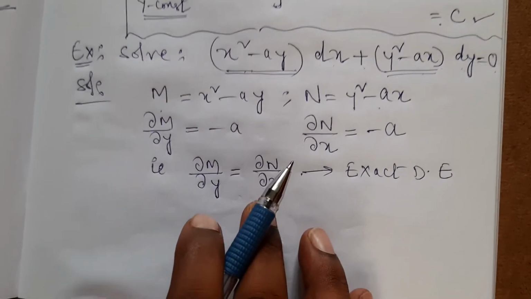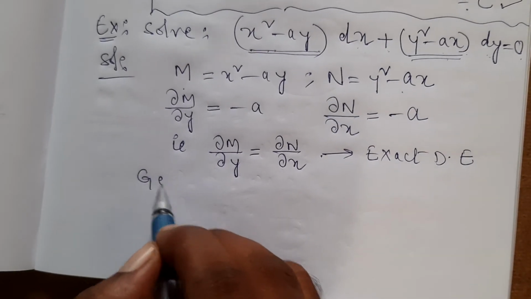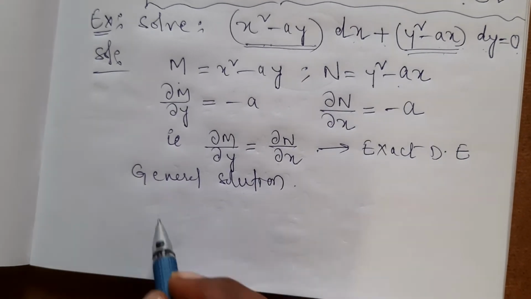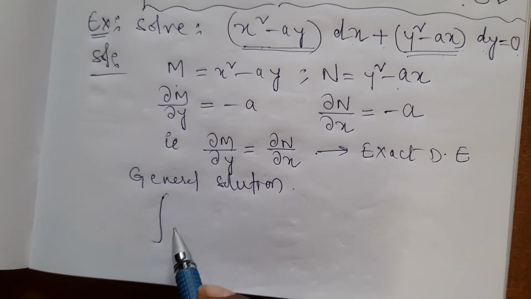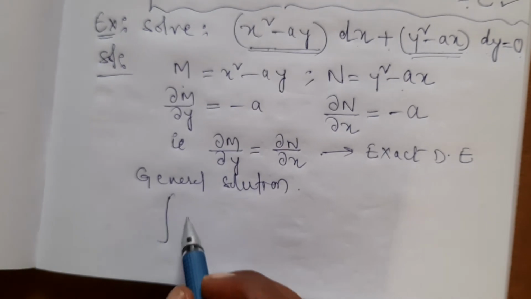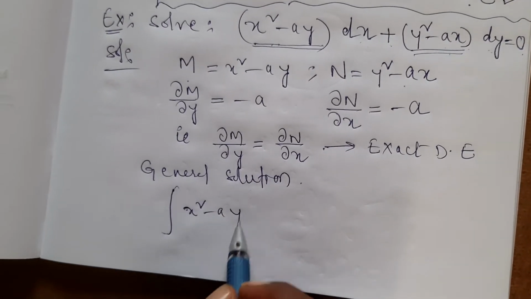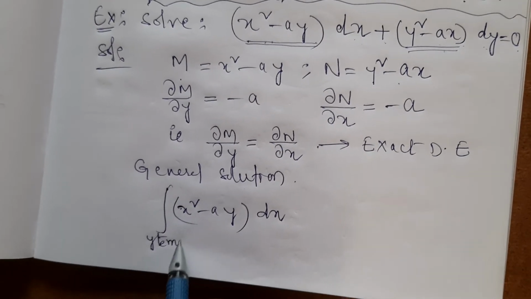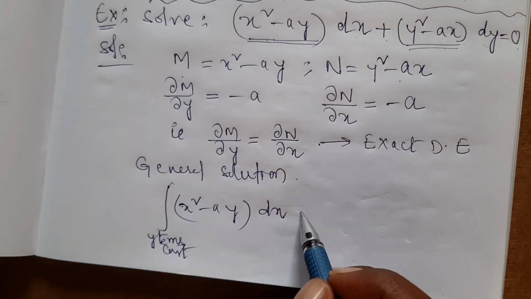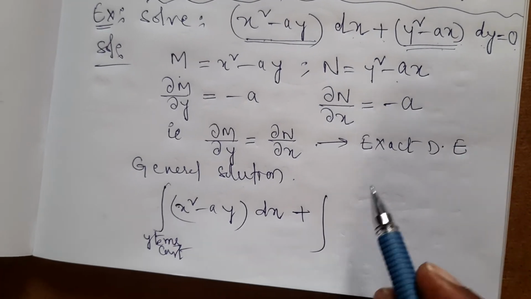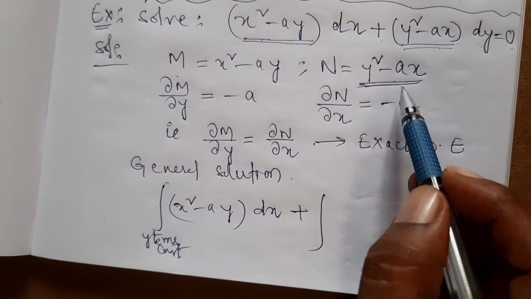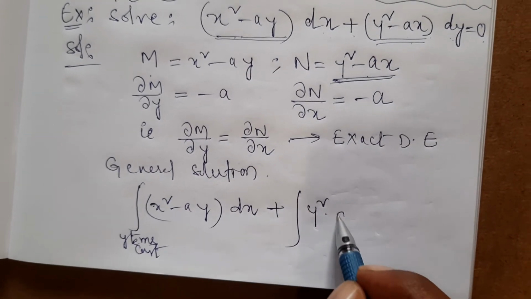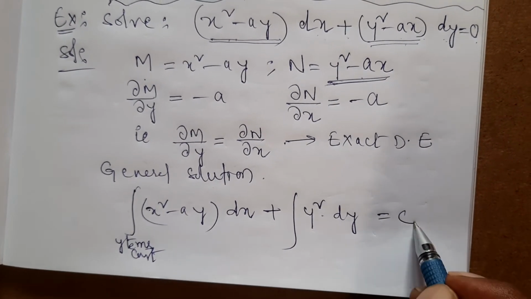Now for this exact differential equation, we have to write the general solution directly. How can you find the general solution? The general solution is given by integral, treating y as a constant, of x square minus ay dx, plus integral of the n value without x terms. Here the x term is there, so delete this value. So y square we directly take, dy is equal to c.